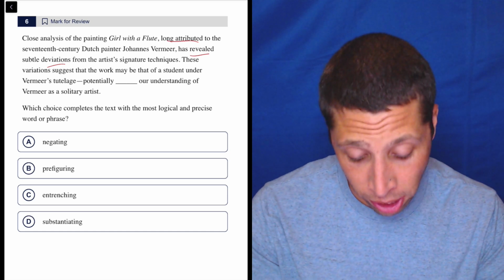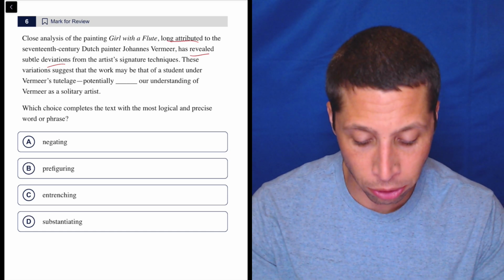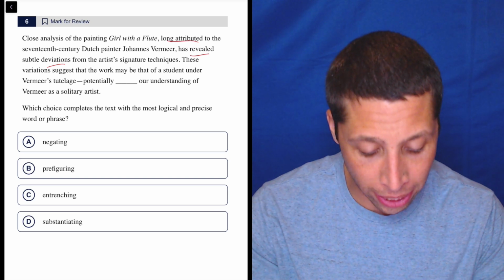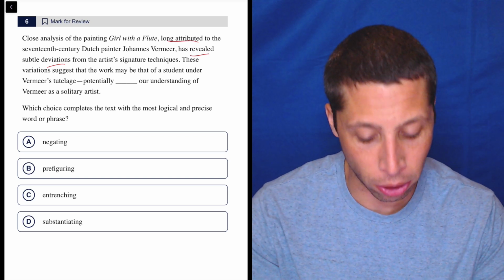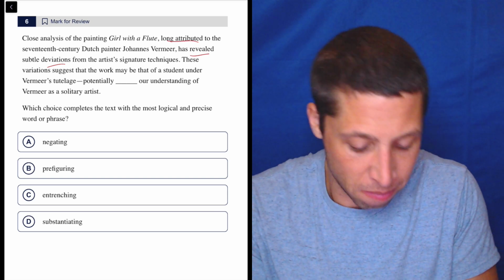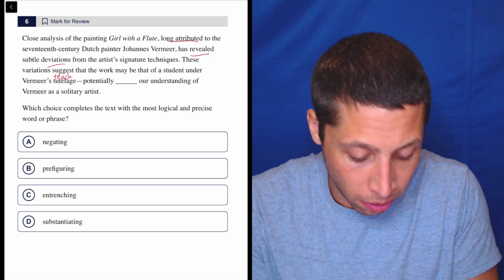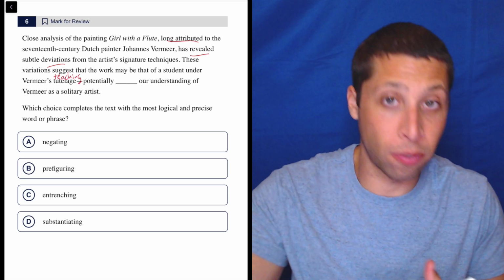These variations suggest that the work may be that of a student under Vermeer's tutelage, potentially blank our understanding of Vermeer as a solitary artist. So tutelage means kind of like teaching, right? It's kind of like he's in charge of the student.